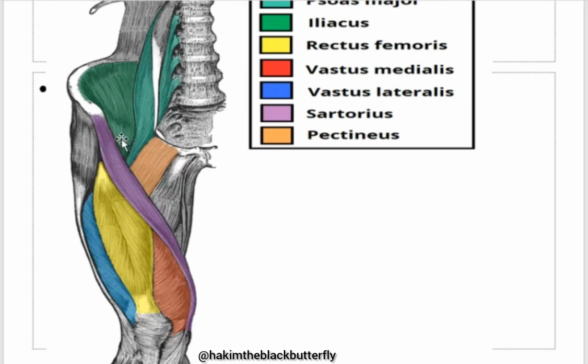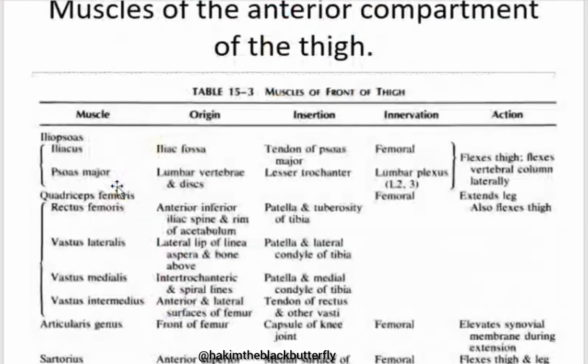However, when these muscles reach the anterior compartment of the thigh, their bellies come together. A belly of iliacus and a belly of psoas come together, and that's why we call it iliopsoas. They insert in the lesser trochanter of the femur, as indicated in the table. So that is the muscle known as iliopsoas, made up of iliacus and psoas.